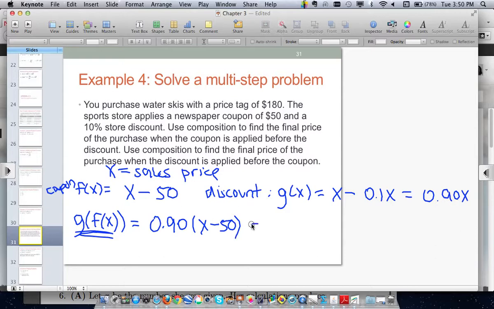Now, if you want to, you can simplify that, but I chose not to. I went ahead and just substituted in 180, subtracted 50 to get 130, and then multiplied that by the 0.9 or 0.90, however you want to say it, and that gave me a price of $117. Again, use your calculator, makes things much easier. And this is what happens when we apply the coupon first.